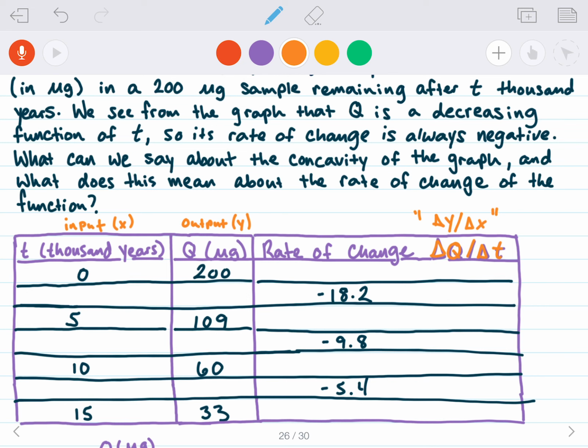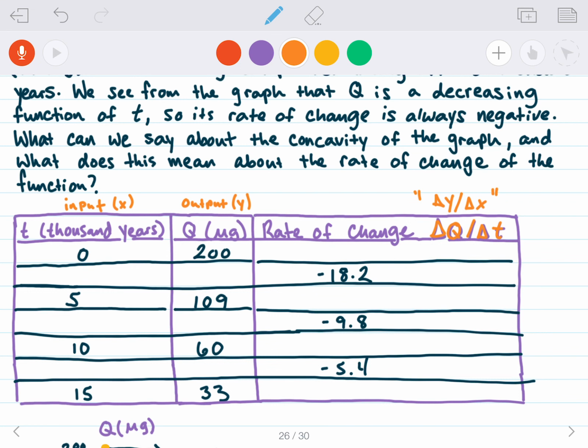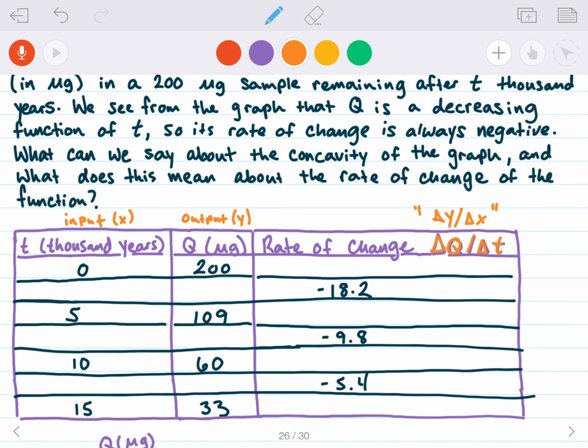Okay, so we can see from our little chart here that the rate of change between these 2 points, (0, 200) and (5, 109), is negative 18.2. So we can just write a little note here. This is the slope of (0, 200) and (5, 109). All right, and we see that it's a negative slope, just fine.